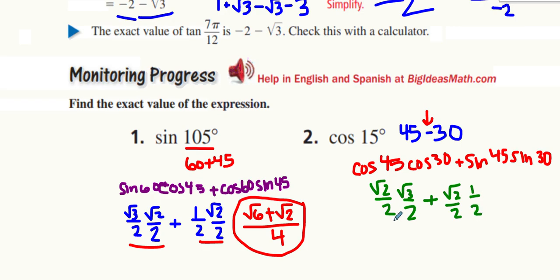So again, notice these both have the same denominator of 4. Multiplying the radicals, we'd get 2 times 3 underneath the radical, 6. 1 times 2 would be 2. And again, our denominator, 4. And that's the answer. Look at that, same answer. All right, cool.